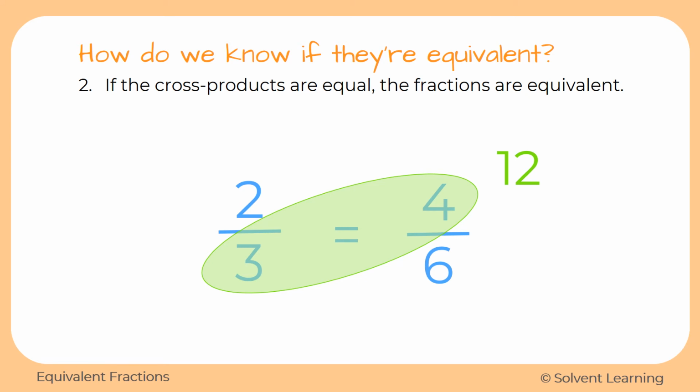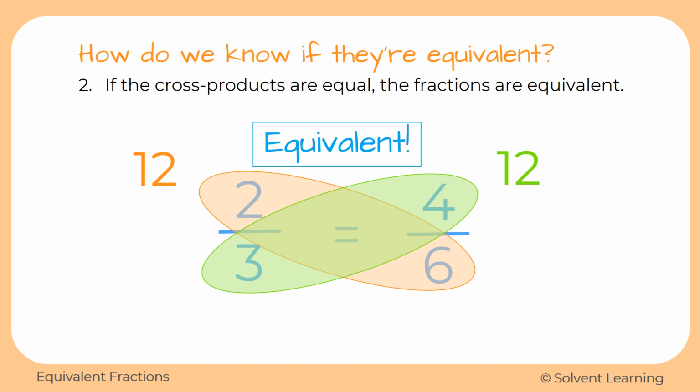And then we do the same thing going the other way. We multiply the 2 and 6 that are on a diagonal from each other. That's the other cross product. So 2 times 6 also gives us 12. So both of the cross products are equal to 12. That tells us that the fractions are equivalent.